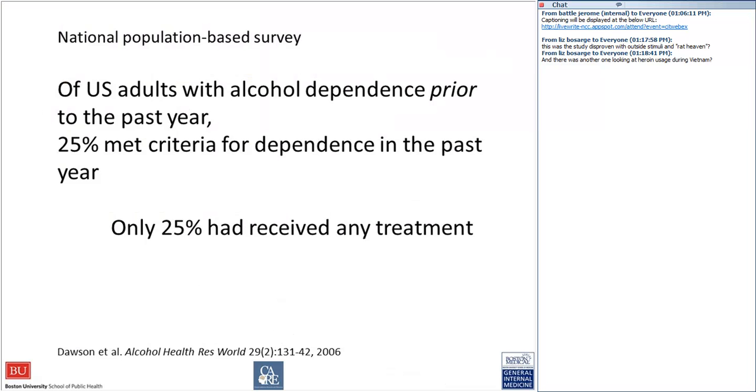In national population-based surveys, these sorts of data are also used to inform the discussion, and this suggests that the disease can wax and wane. So in national surveys, we find that of adults who have alcohol dependence, and this was using the DSM-4, Diagnostic and Statistical Manual of Mental Disorders, 4th edition diagnosis of dependence, in those who have it prior to last year, only 25% continue to meet criteria in that subsequent year, that is in this past year. And only a quarter of those people had gotten any treatment. So basically it suggests that some people can get better on their own.